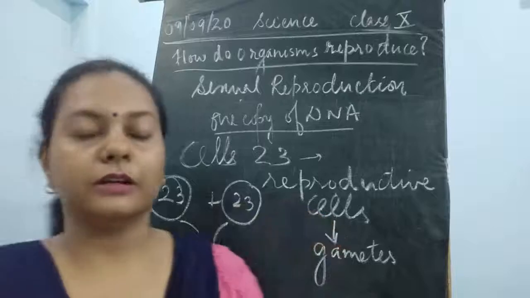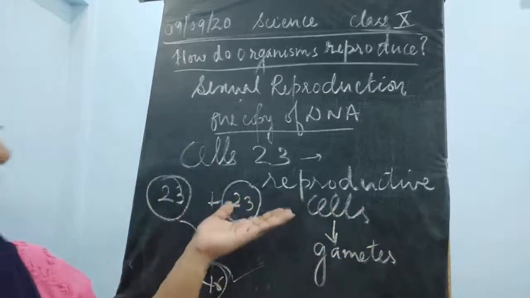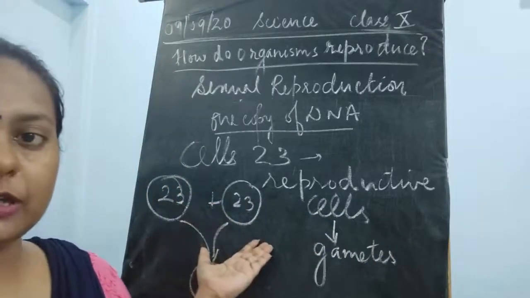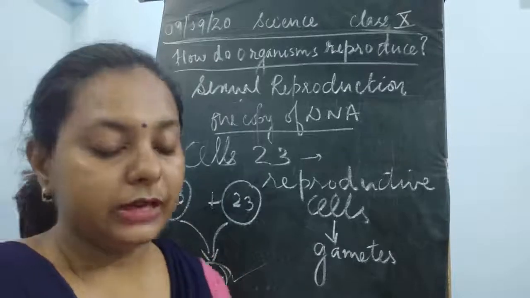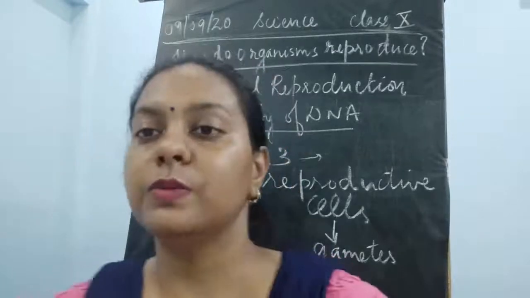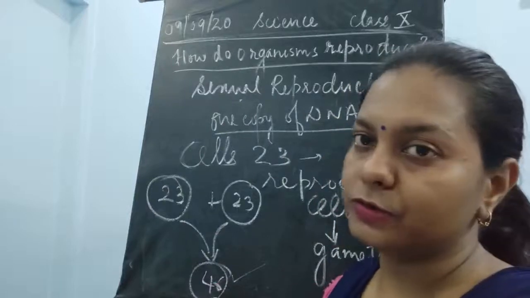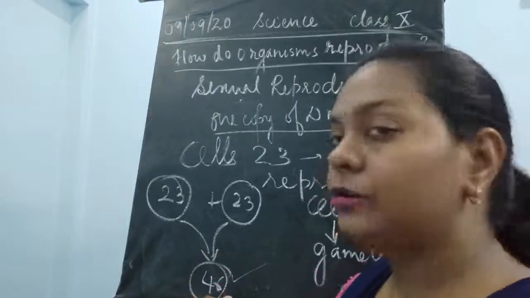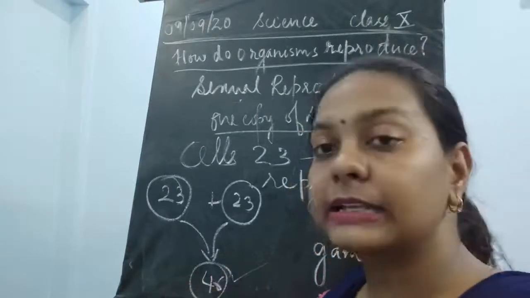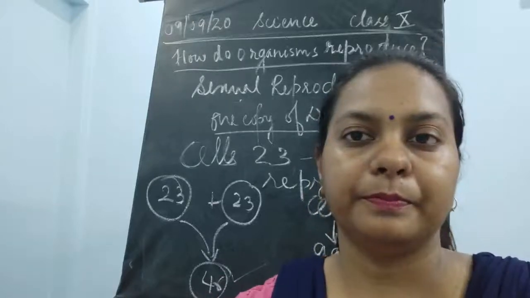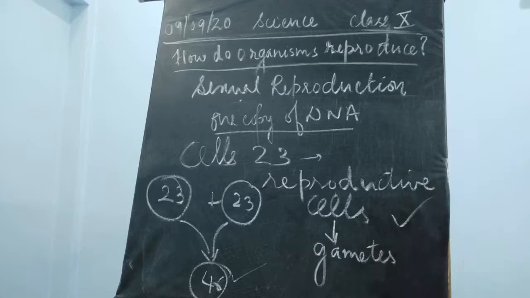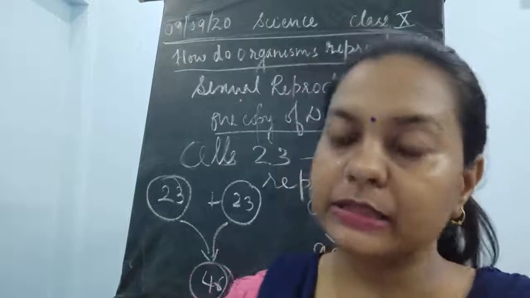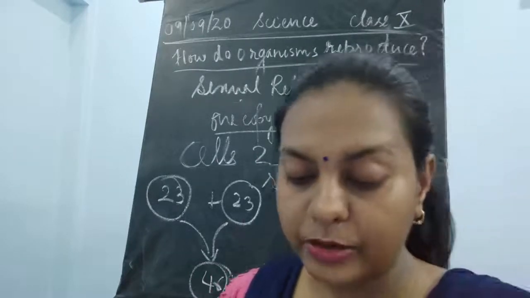Okay, we will look at this phenomenon and see how this combination of 23 chromosomes with another 23 chromosomes takes place, and then again forms an individual with 46 chromosomes. That is a very common and normal phenomenon, because of which the 46 chromosomes are restored. So why is this happening? This is only possible because of these reproductive cells, also known as gametes, which are present in the reproductive body cells.